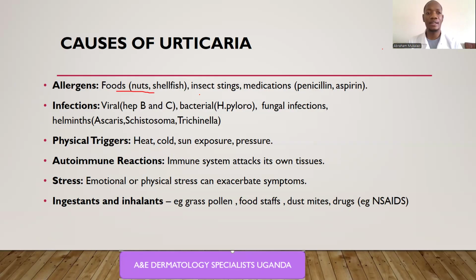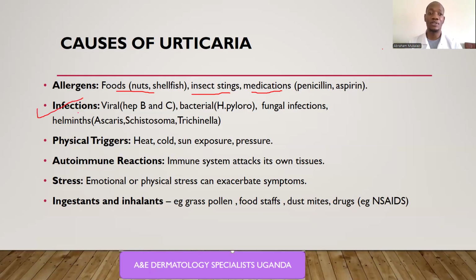You can also get allergens from stings and bites, like bee stings and wasp stings, which we've encountered in our day-to-day life. It can also lead to allergens from medicines, including penicillins and aspirins. You've seen people getting urticaria lesions after starting a particular medicine they're allergic to. We've seen people who are allergic to sulfur, people who are allergic to penicillins, and every time they take a drug with that particular component, they end up getting these urticaria lesions.